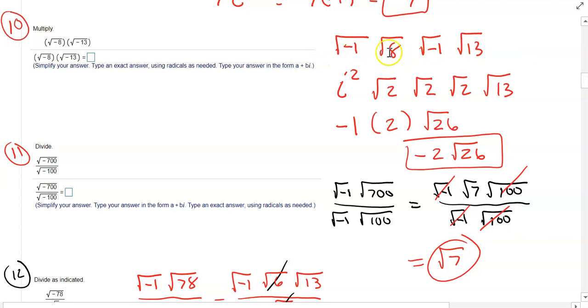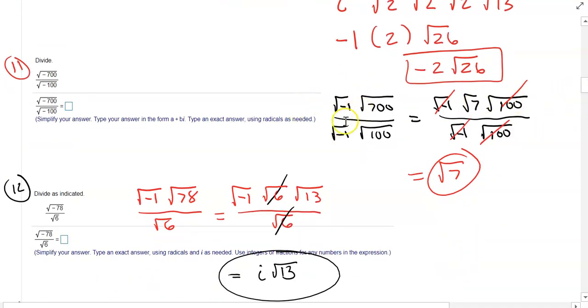Here we're multiplying, so we make sure we take out all of our square root of -1s. That is i, that is i, that gives us i squared, which gives us -1. And then I simply write out a product of primes. And so 8 is square root of 2 times the square root of 2 times the square root of 2, and then times 13. Square root of 2 times the square root of 2 is simply 2. And then these leftover prime numbers, we multiply them, so that becomes the square root of 26. I multiply the 2 and the -1. Voila.